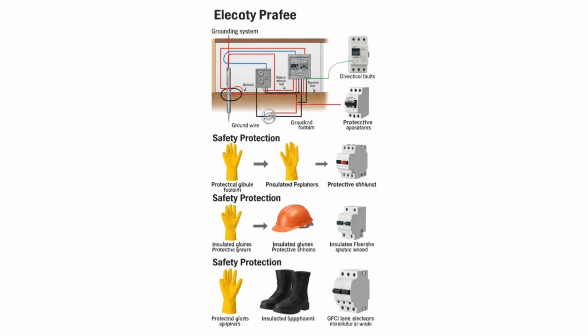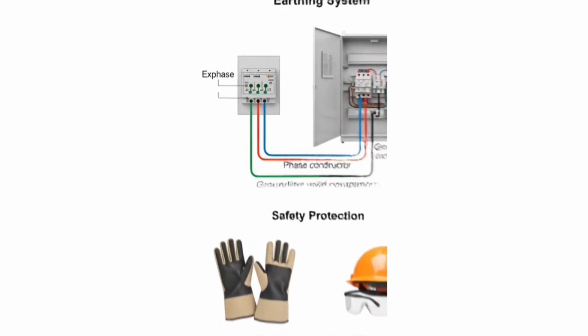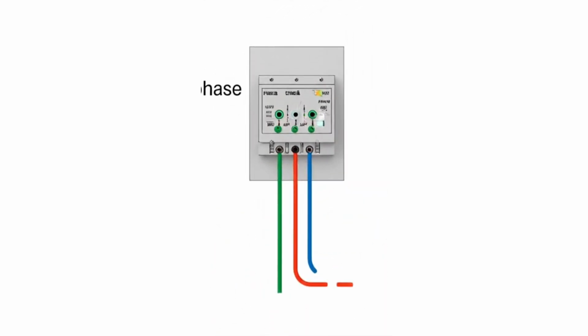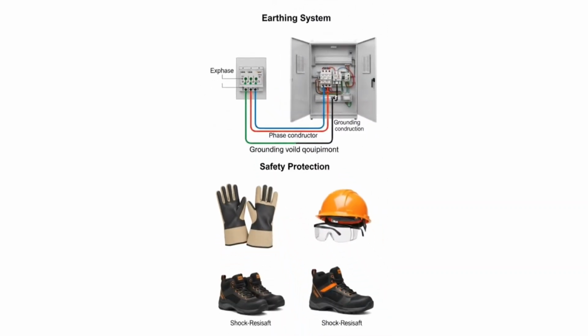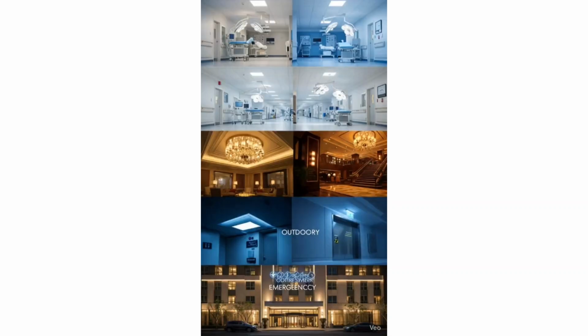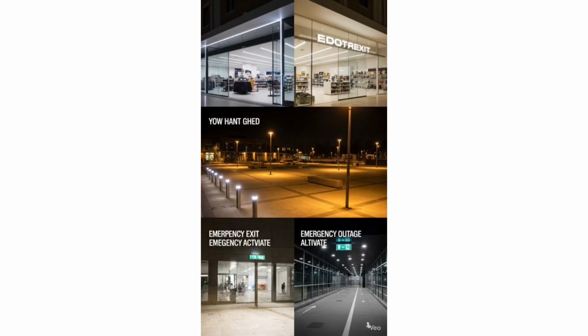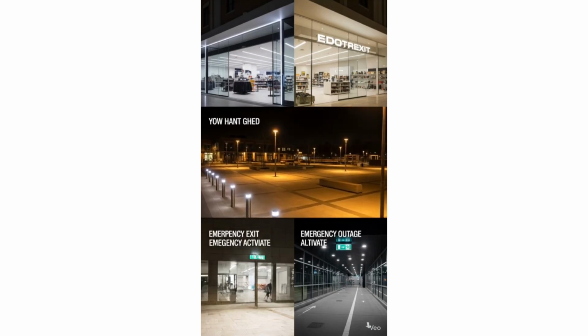Distribution boards are very important. They contain protective devices such as MCBs and ELCBs. These devices protect circuits from overload and short circuits. ELCBs protect people from electric shock.